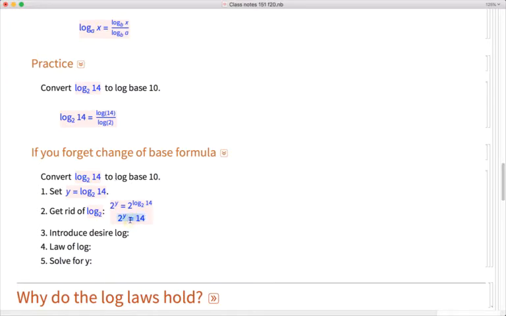So now what you're going to do is take this equation and introduce log base 10. And well, how are we going to do that? We're just going to take log base 10 of both sides. And again, log base 10, we don't need the subscript. Okay. Don't lose track of what we're doing here.